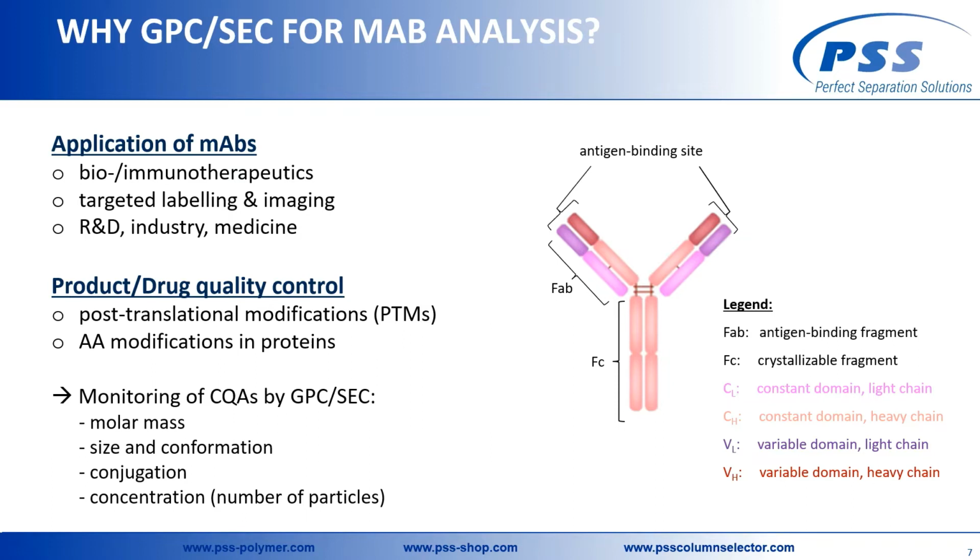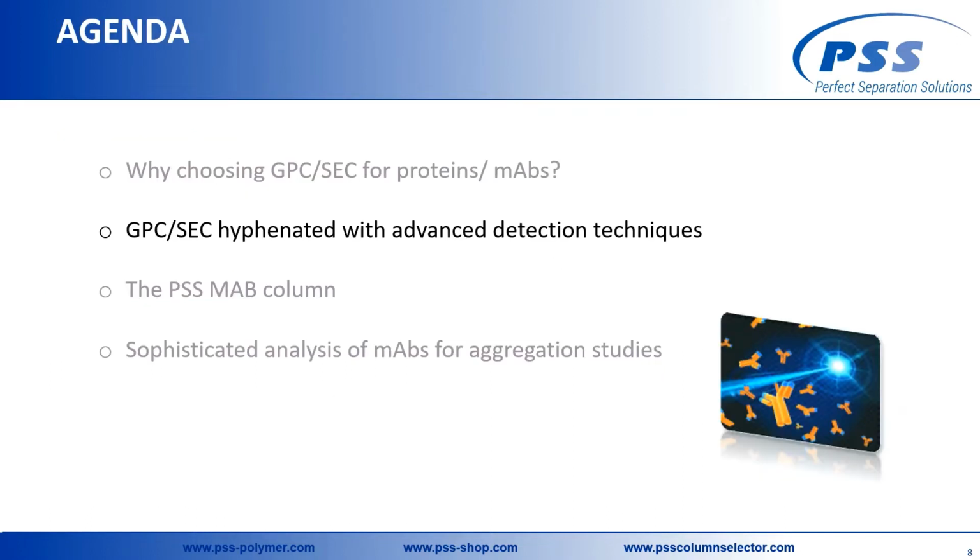On the right-hand side, the Y-shaped IgG has in its native form a molecular weight of approximately 150 kilodalton, composed of a light and a heavy chain, each with a constant and variable domain. The light chain has a molar mass of around 25 kilodalton and the heavy chain is about 50 kilodalton. With this information given, we will change the subject and have a look at possible GPC-SEC hyphenation with advanced detection techniques.